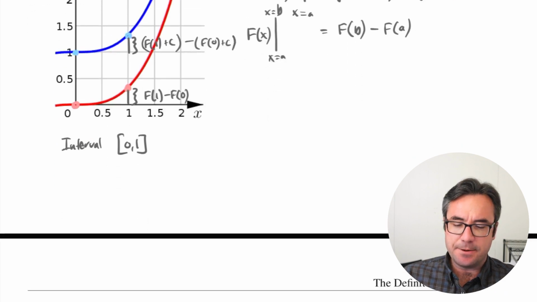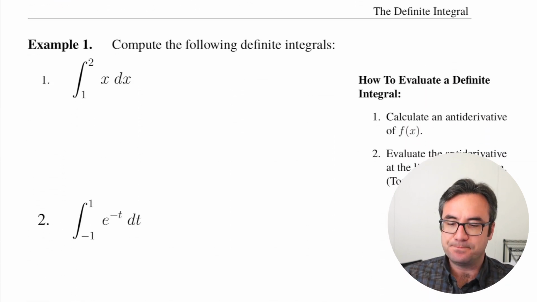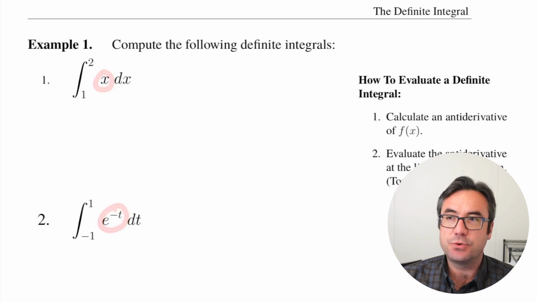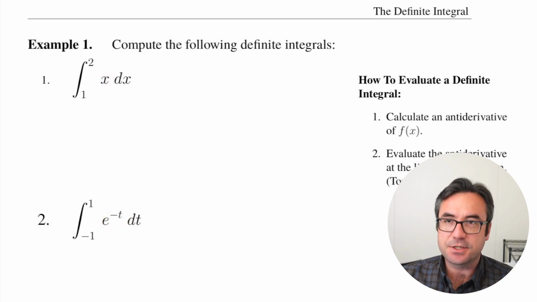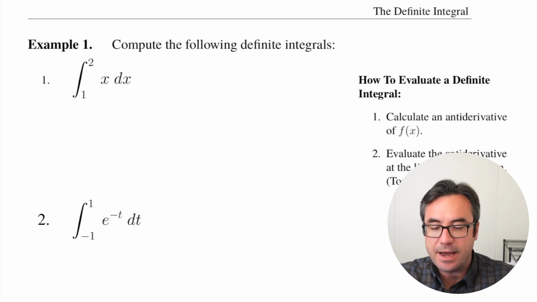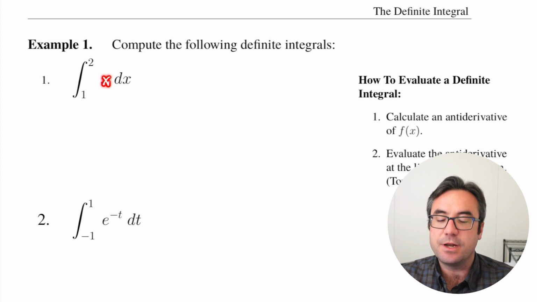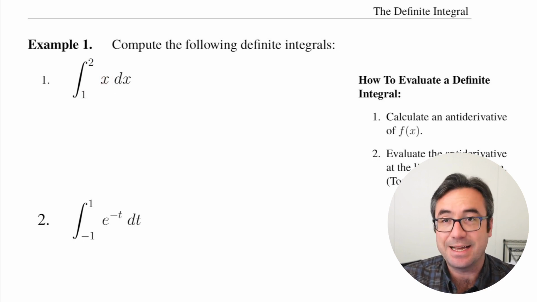So let's try an example. Let's look at example 1. We're just going to try some basic definite integrals here where the function we're integrating is not too complicated. So let's look at this first one. We have the integral from x equals 1 up to x equals 2, and the function we're integrating is just the function x.